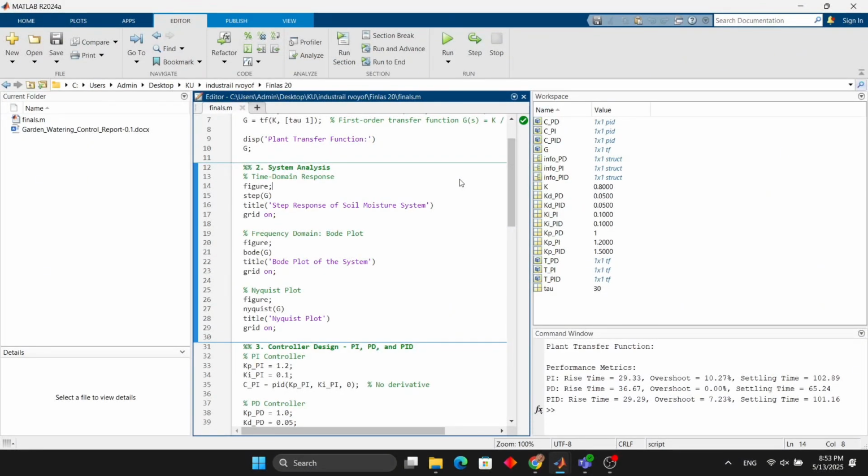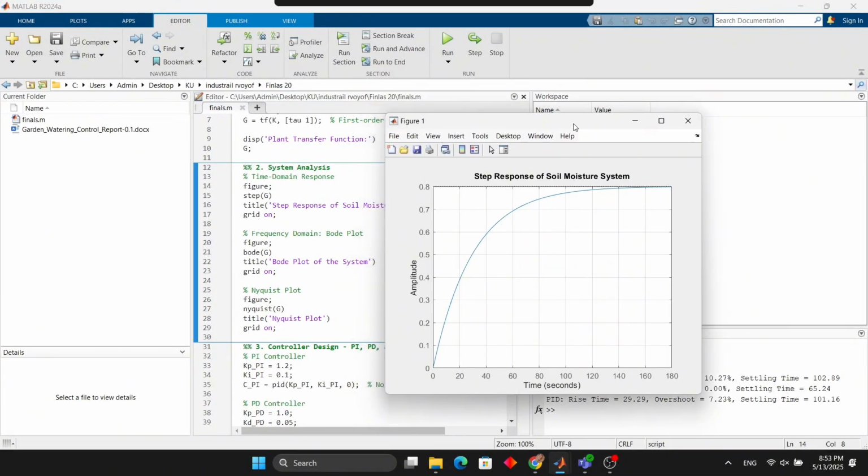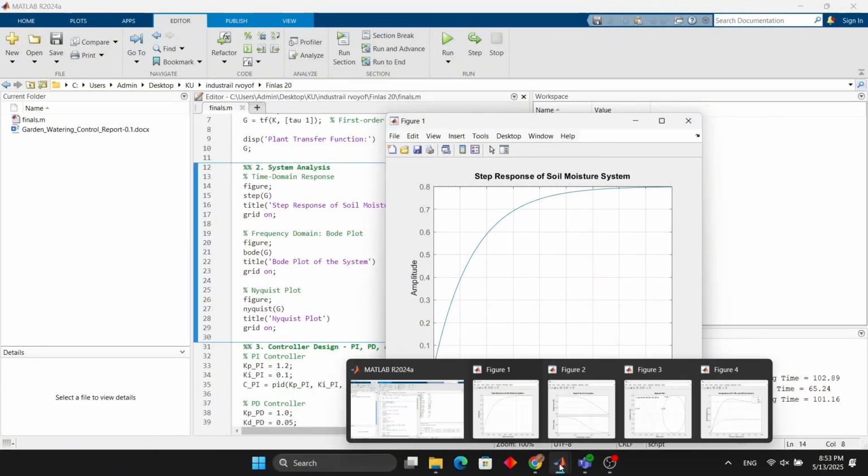Next, we analyze the system behavior in both the time and frequency domains. First, we use a step response to observe how soil moisture changes over time when the water is suddenly applied. The graph shows a gradual rise, typical of a first-order system.